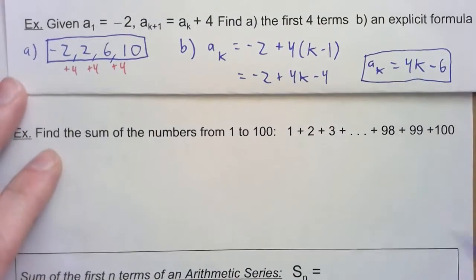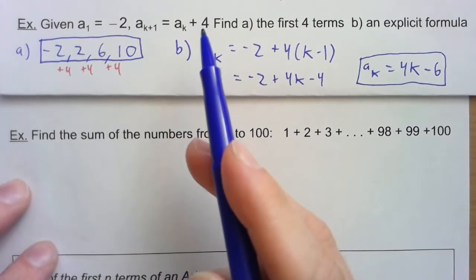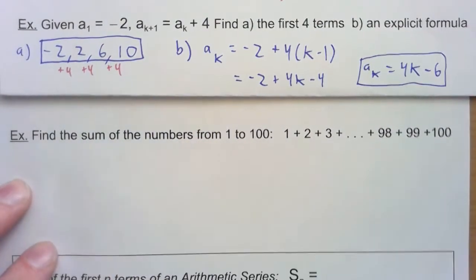All right, so there's the answers for this example here. Again, recursive just shows you the pattern. The pattern here was +4 every time. So to get to the next term, just keep adding 4.